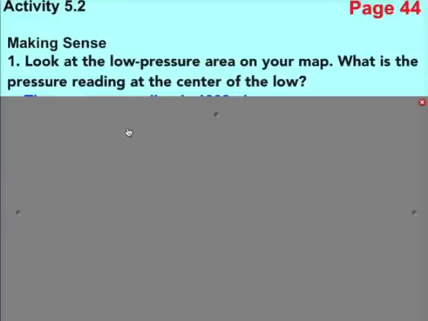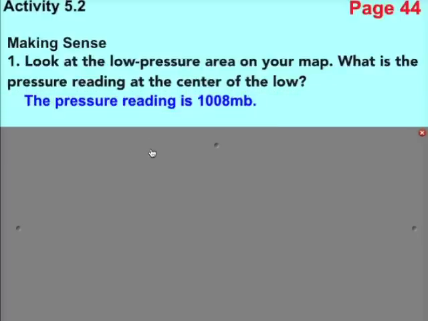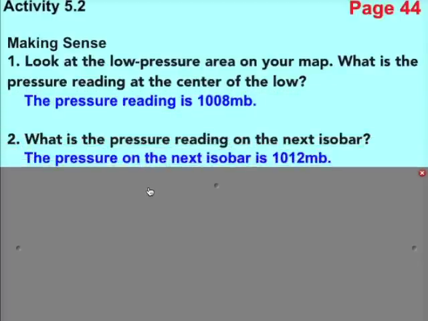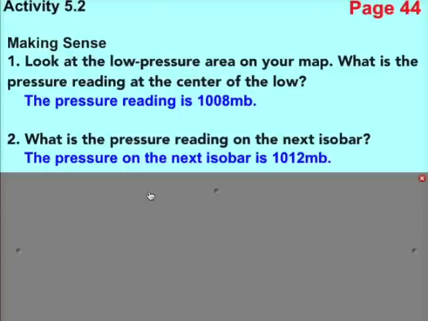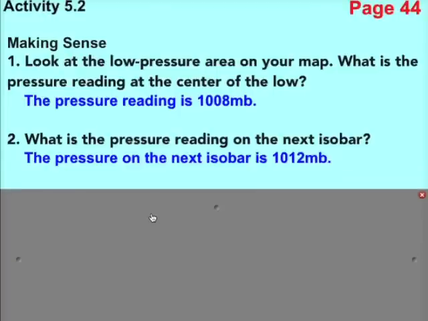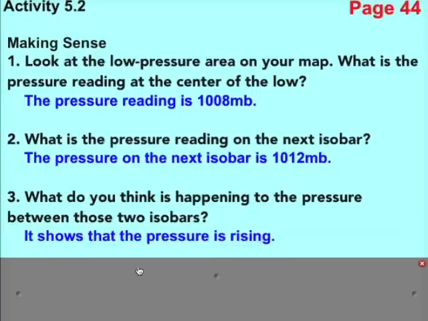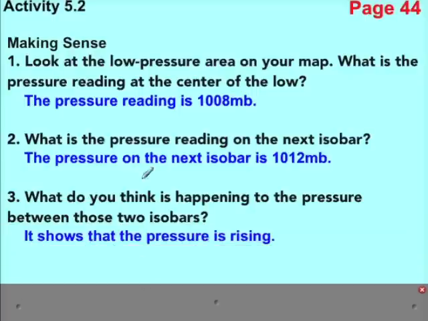All right, so you've had a chance to look at the question. So let's go through the answers. Look at the low pressure area on your map. What is the pressure reading at the center of the low? Well, you should have seen that it was 1,008 millibars. What is the pressure reading on the next isobar? It's 1,012. So fairly simple questions. Why do you think this is happening? Or what do you think is happening to the pressure between those isobars? Well, it shows that the pressure is rising and it's going up.